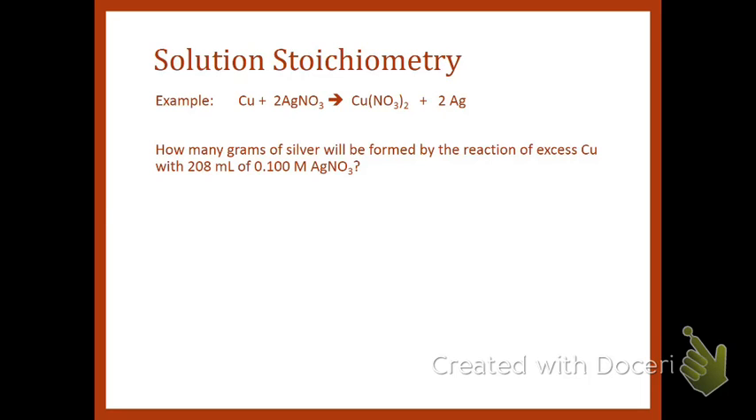This one wants to know how many grams of silver will be formed by the reaction of excess copper with 208 milliliters of 0.1 molar silver nitrate. So the balanced equation is already there because that's what we always have to start with. Okay, so we're going to start with this right here because it's really the only thing we can start with. And remember, because molarity is moles over liter, our volume has to be in liters.